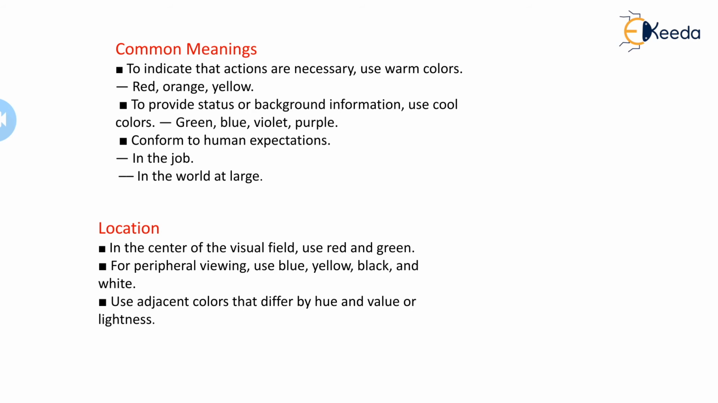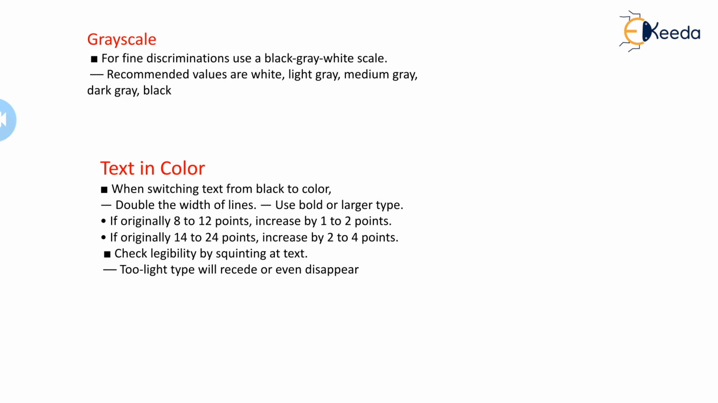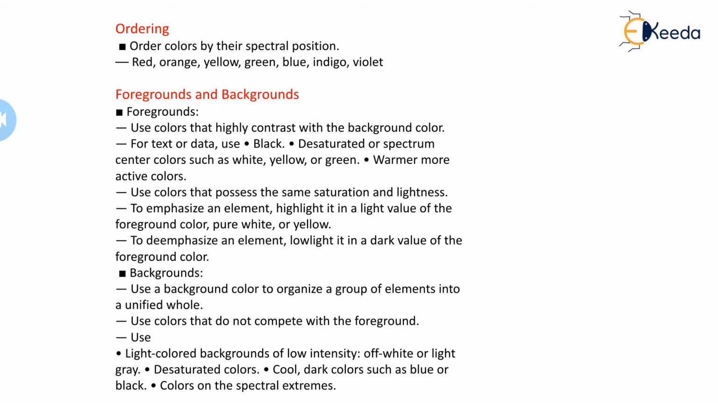Then adjacent colors. Colors that appear adjacent to one another should differ in hue and lightness for a sharp edge and maximum differentiation. Adjacent colors that differ only in their blue component should not be used where differentiation is needed. Then we have ordering and foregrounds. If an ordering of colors is needed, such as from high to low by level of depth and so on, arrange colors by their spectral positions. The spectral order is red, orange, yellow, green, blue, indigo, and violet.